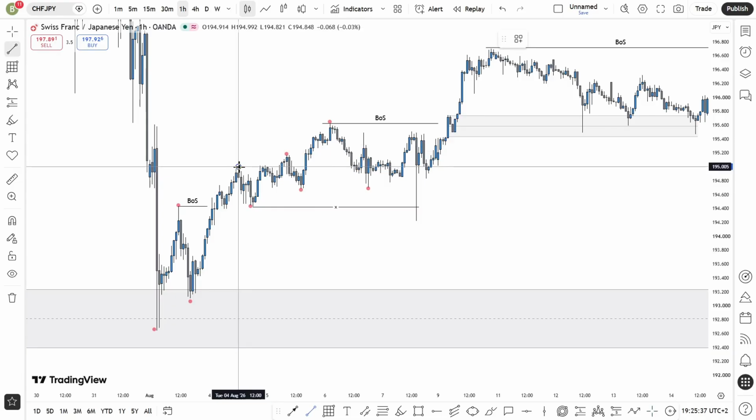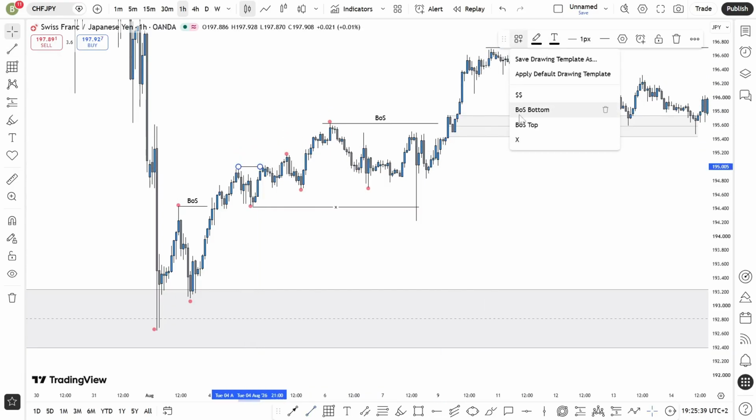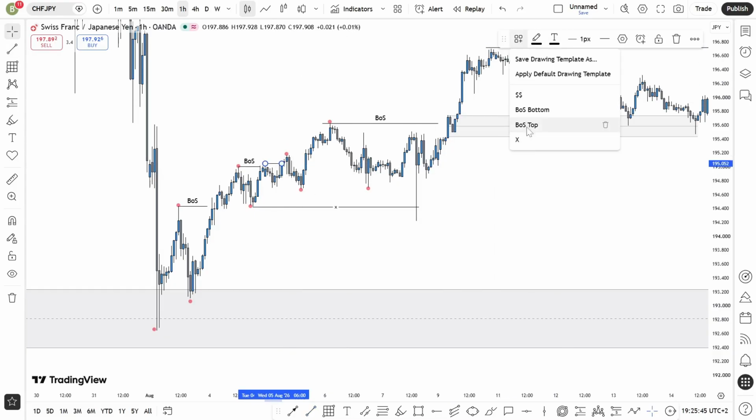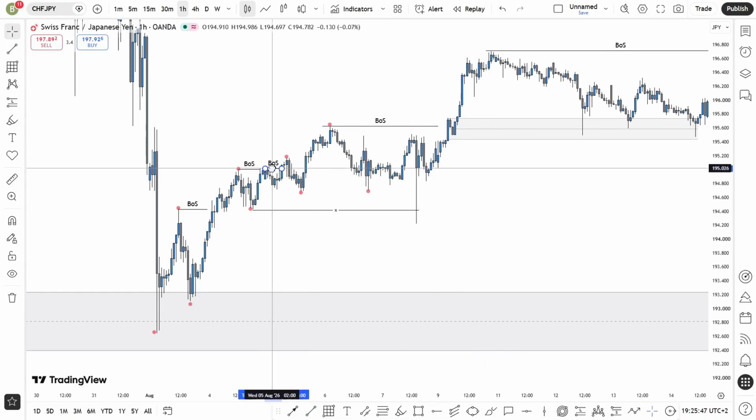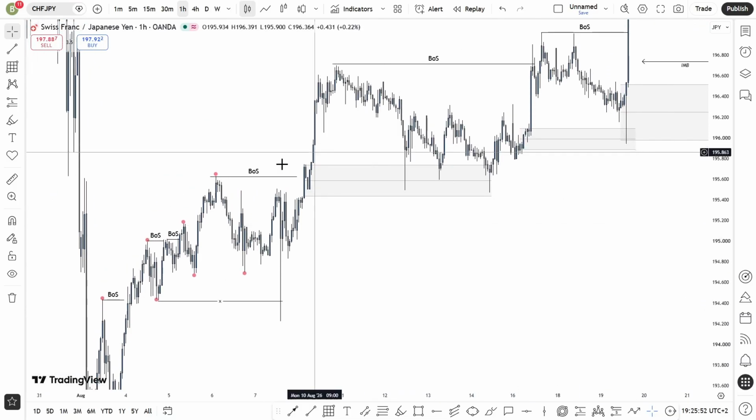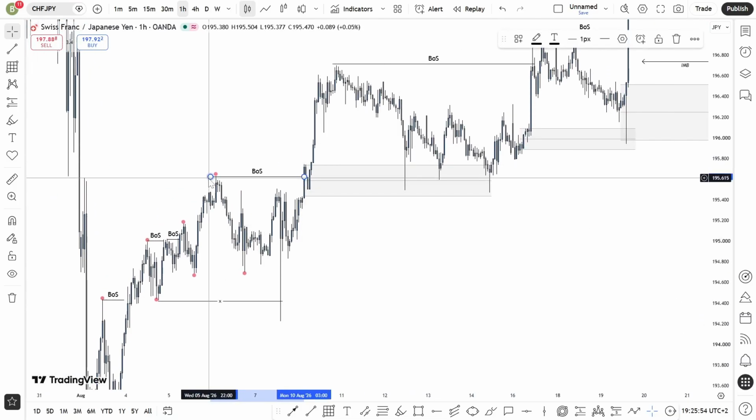So around here we have that nice little break of structure, and around here we have another nice little break of structure. Obviously there are a lot of imbalances, but I'm not going to focus on those, because we're trying to focus on the current market structure. As you can see on this one, we had a break, like I told you.